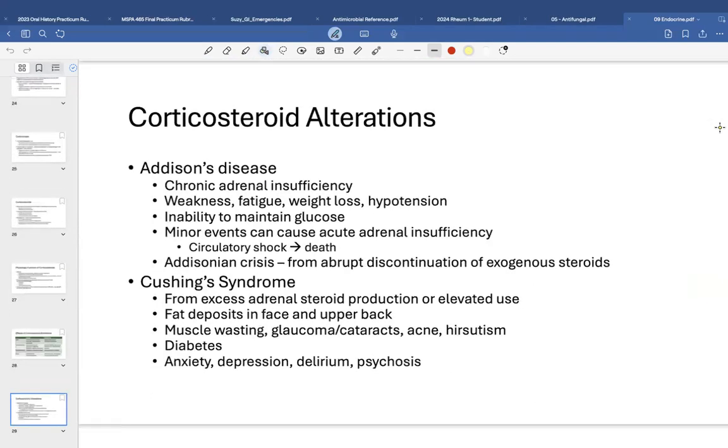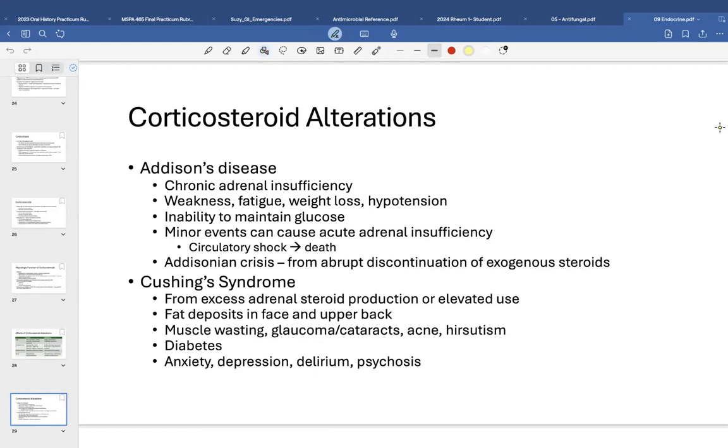The corticosteroid alterations that are relevant are Addison's disease, where you have chronic insufficiency of the adrenal glands, and Cushing's syndrome, where you have excess adrenal steroid production. So Addison's presents with weakness, fatigue, weight loss, and hypertension. Because of the adrenal insufficiency, you have problems maintaining glucose levels.